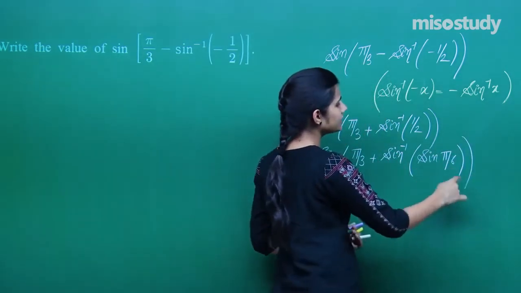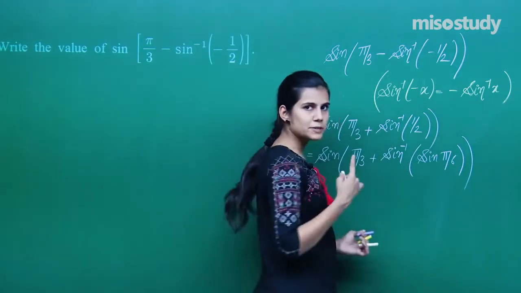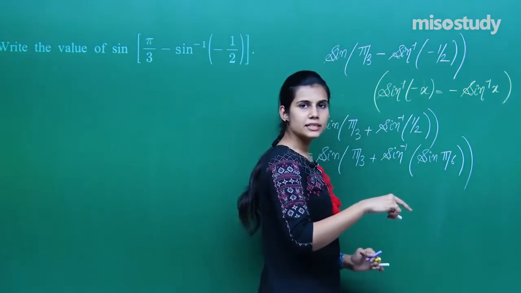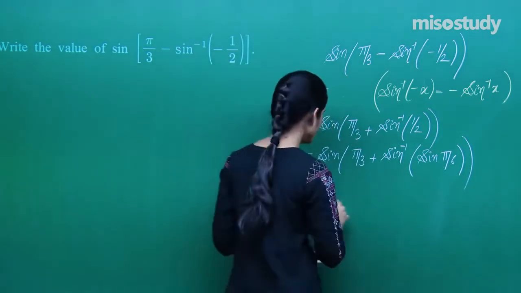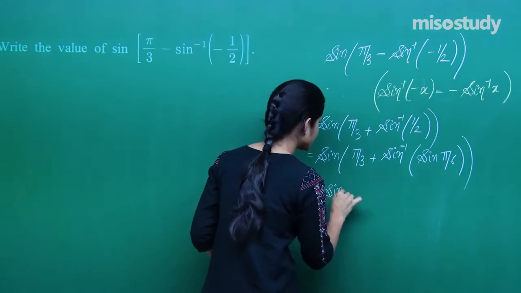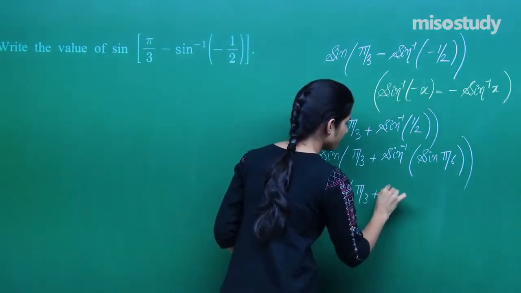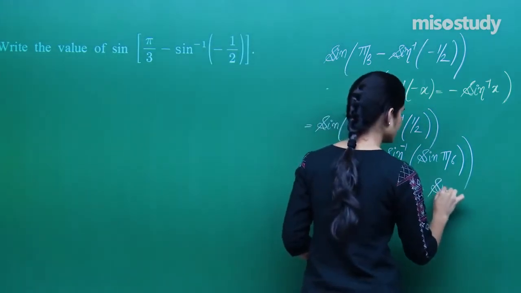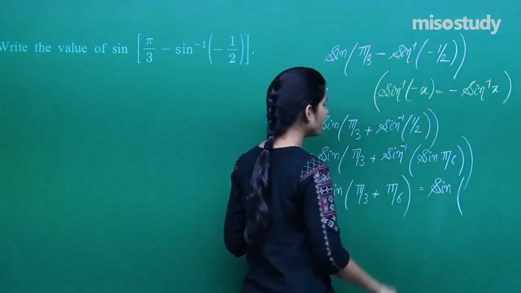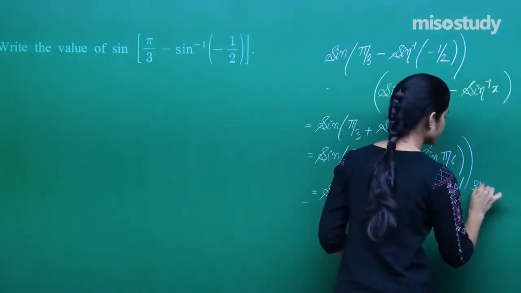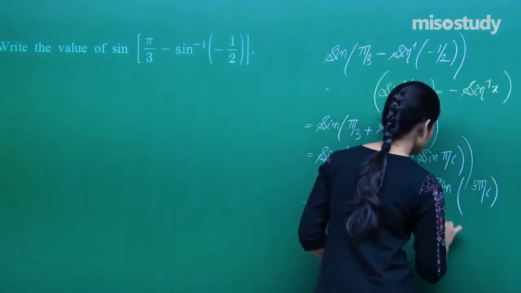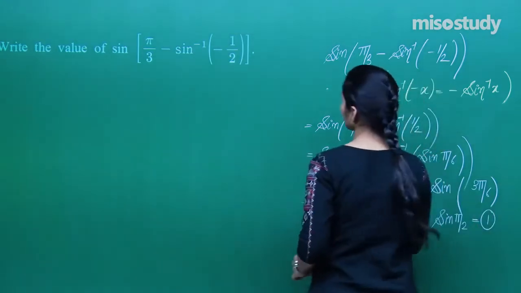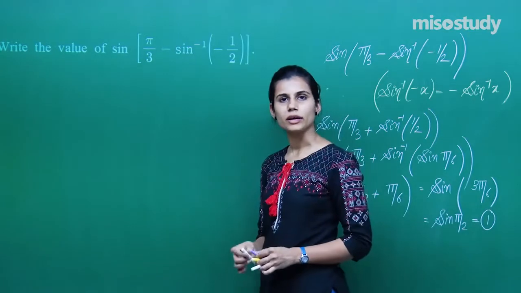Sine inverse of sine theta is theta if theta belongs in the closed interval minus pi by 2 to pi by 2. I just wrote that, and pi by 6 is very much inside the closed interval minus pi by 2, pi by 2. And so I am going to have the next step as sine of pi by 3 plus pi by 6, which is what? Sine of 2 pi plus pi, 3 pi by 6, which is sine pi by 2, which is 1, and therefore the value of this expression is nothing but 1.